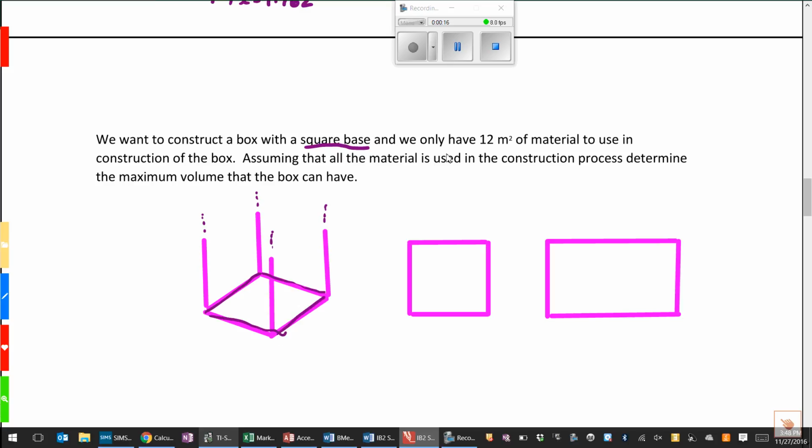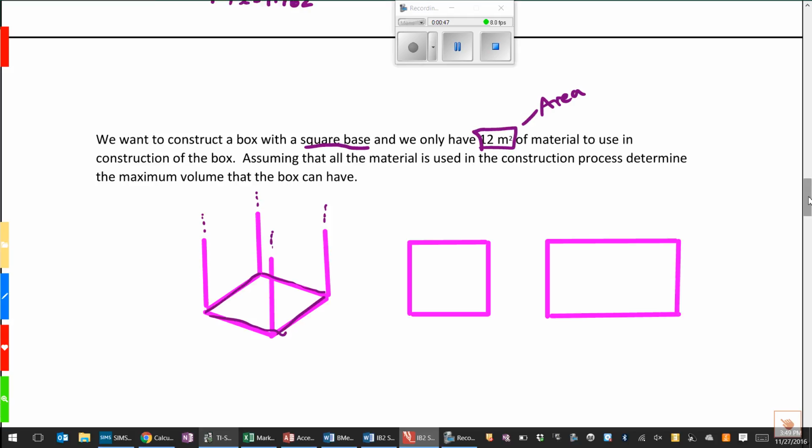We only have 12 square meters, so that's area. It's not volume, so we've got to do something with area. We've only got that amount of material to use in the construction of the box. I guess we've got to presume that thickness doesn't come into it. We've got a set thickness, we don't need to worry about it. Assuming that all the material is used, so we've got no leftovers, determine the maximum volume that the box can have.